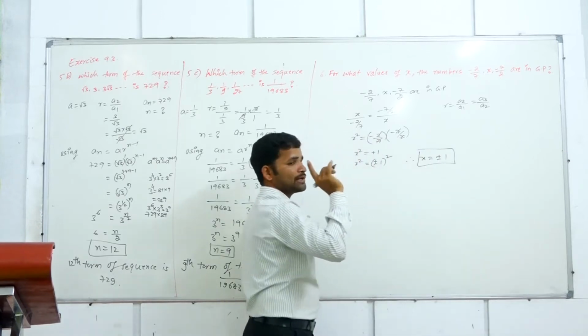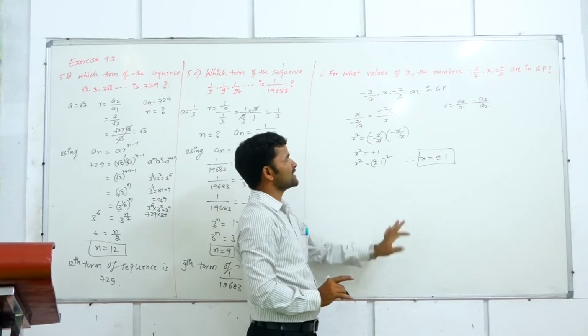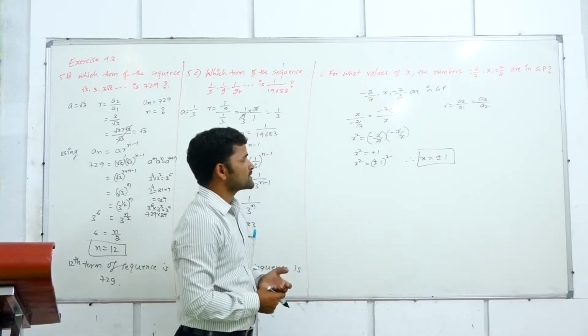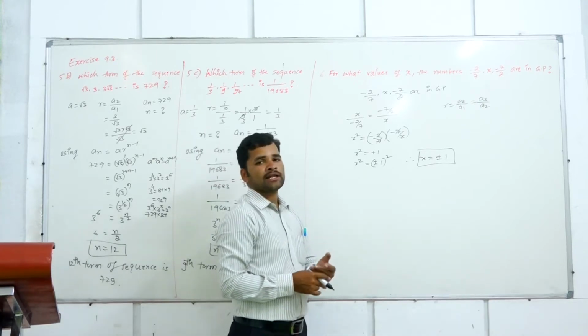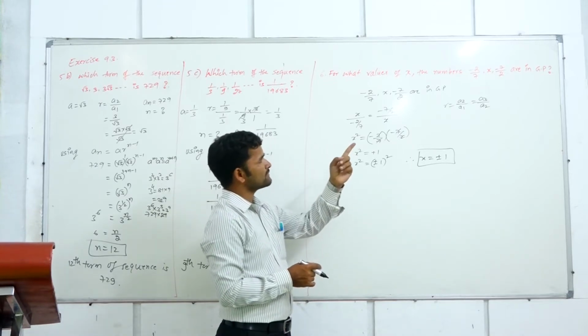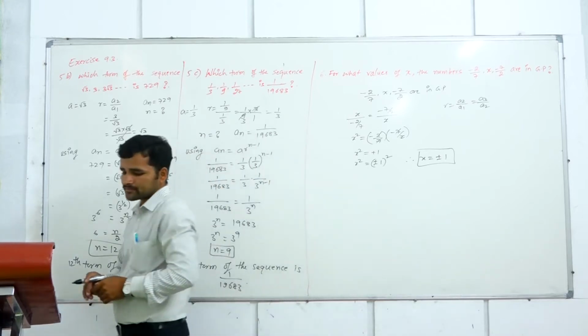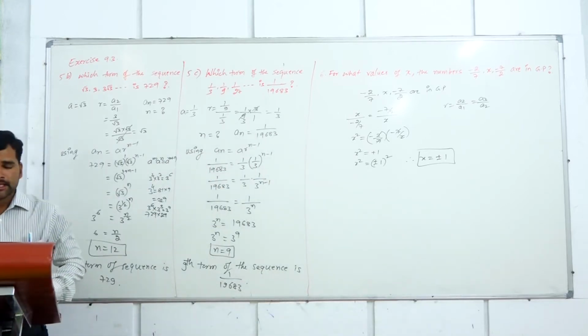We need to find out the value of x here, not x square. Value of x can be plus 1 or minus 1. So, plus 1 and minus 1 are the values which make minus 2 by 7, x and minus 7 by 2 in GP. That is about problem number 6.